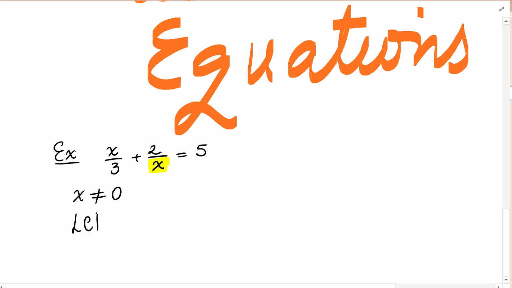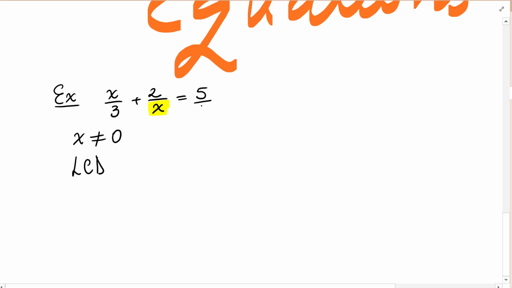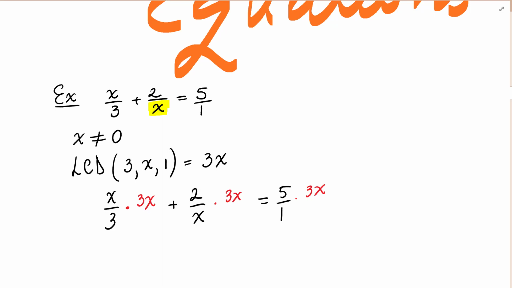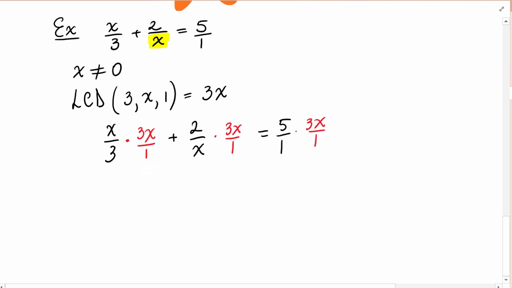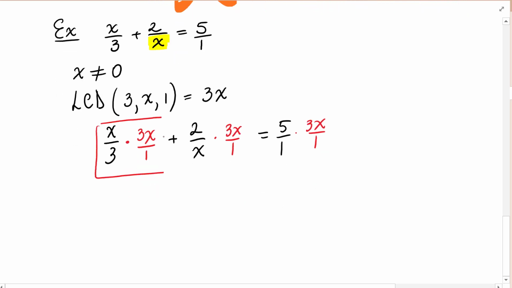Let's find the LCD now. The LCD of the denominators, if I put 5 over 1, the denominators are 3, x and 1. So the LCD is the product of all these factors. So it's 3x. Now, let's multiply each side of the equation by 3x. So we're going to have an equation that looks like this. Every single term is multiplied by 3x, so I'm going to put over 1 just so that it looks like a fraction.